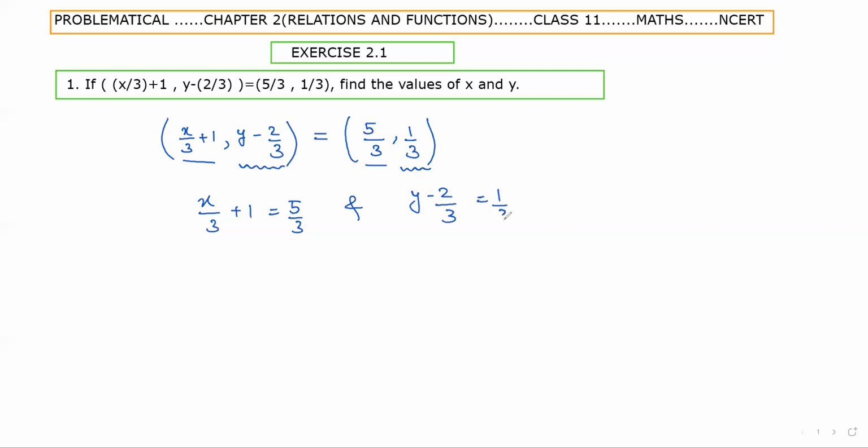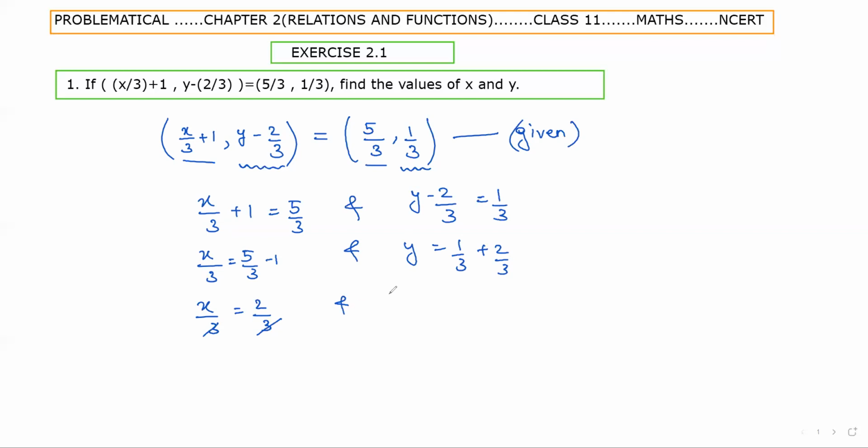equals 1/3. This is the meaning of the given statement. This is given. Therefore, x/3 will be equal to 5/3 - 1 and y equals 1/3 + 2/3. x/3 equals 2/3. 3 gets cancelled, and y will be equal to 3/3, which equals 1. So ultimately you get x equals 2 and y equals 1. These are your required values.